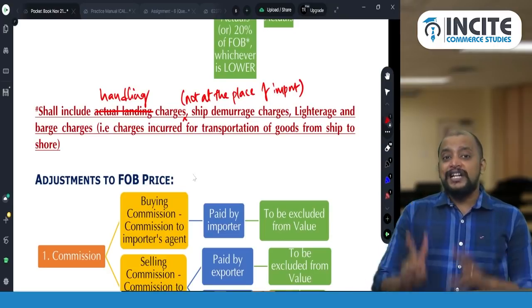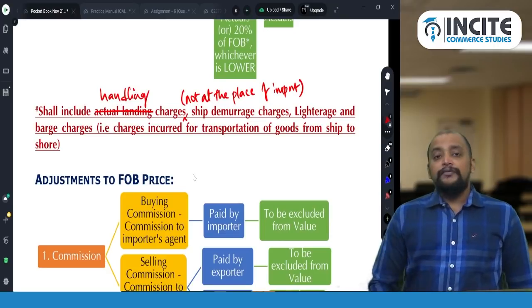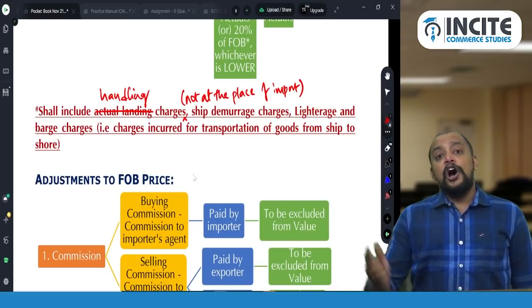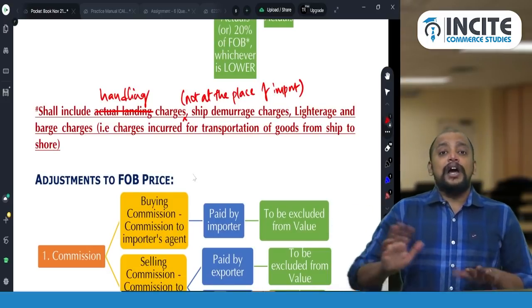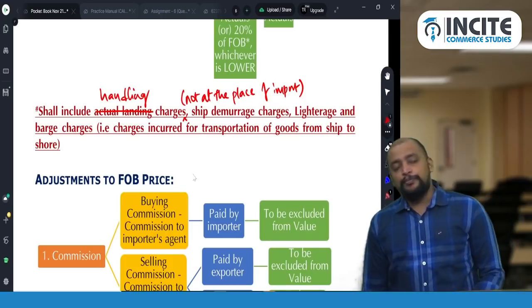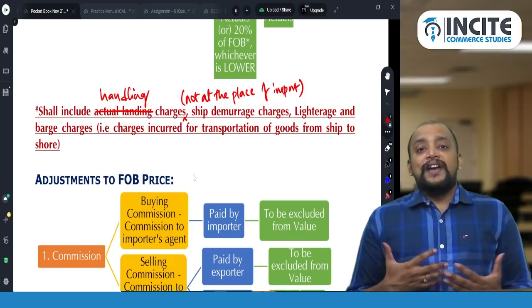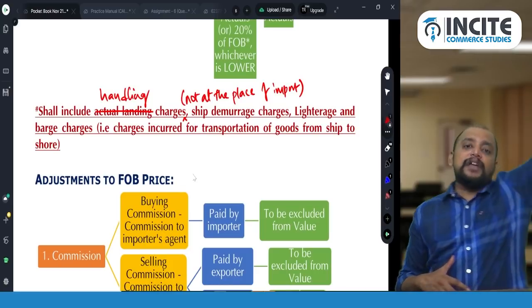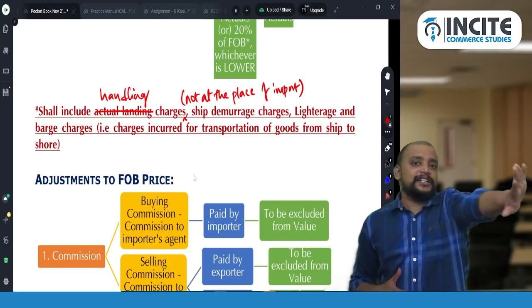And when you take 20% of FOB, a very important point, all these charges are already included. So again don't add. So whenever you are taking 20% of FOB, for example, say freight is not ascertainable. Freight from the exporter's place to the importer's place is not ascertainable.